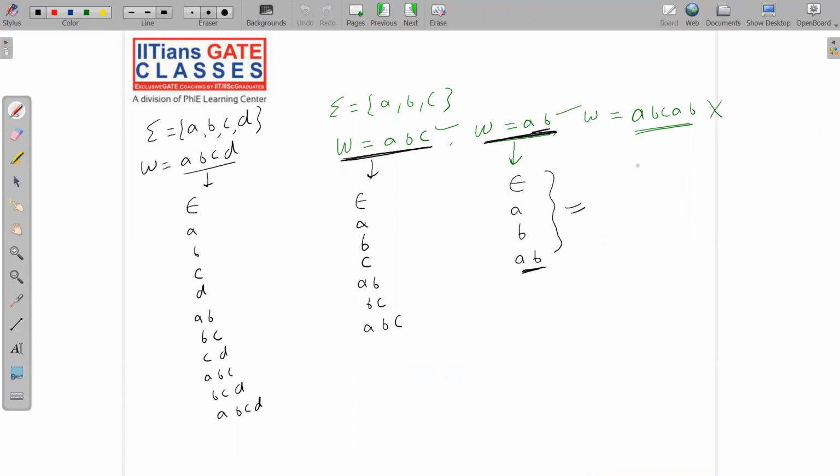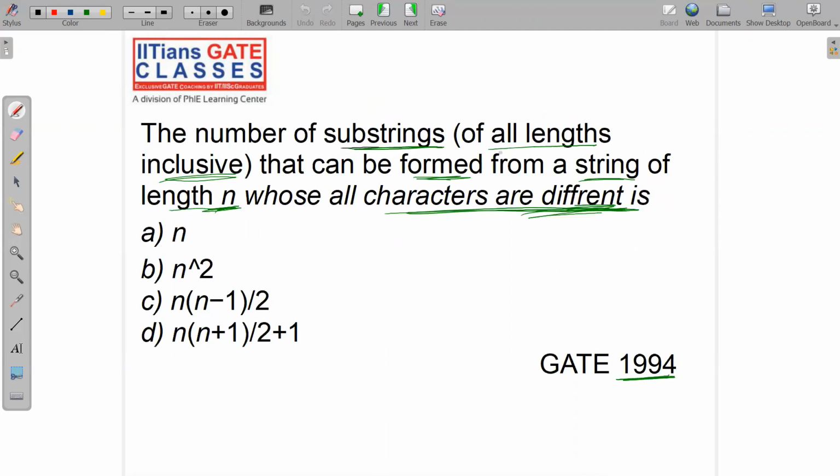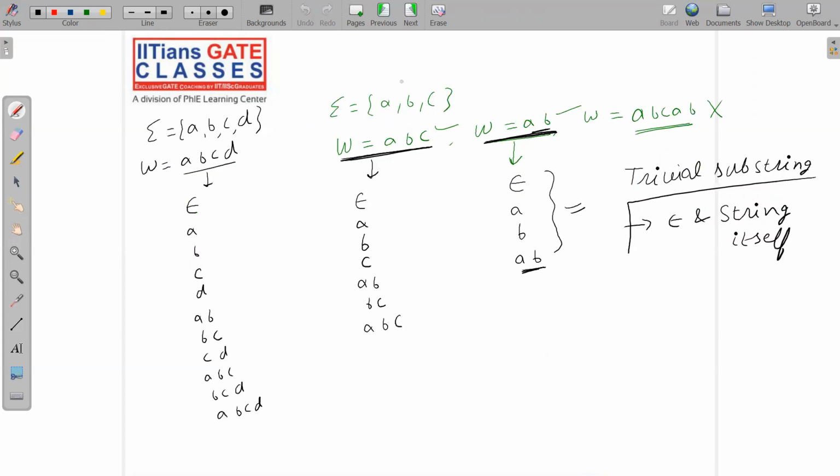Okay, so let me write these things. Trivial substrings will be null, that is a length 0 string, and the string itself. Okay, so see the question. In the question, they have used the words all length inclusive. So we have to consider null and the string itself also.